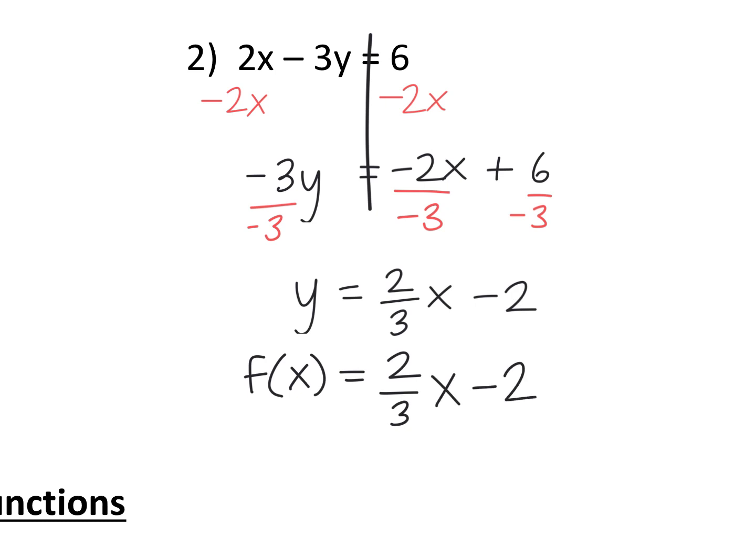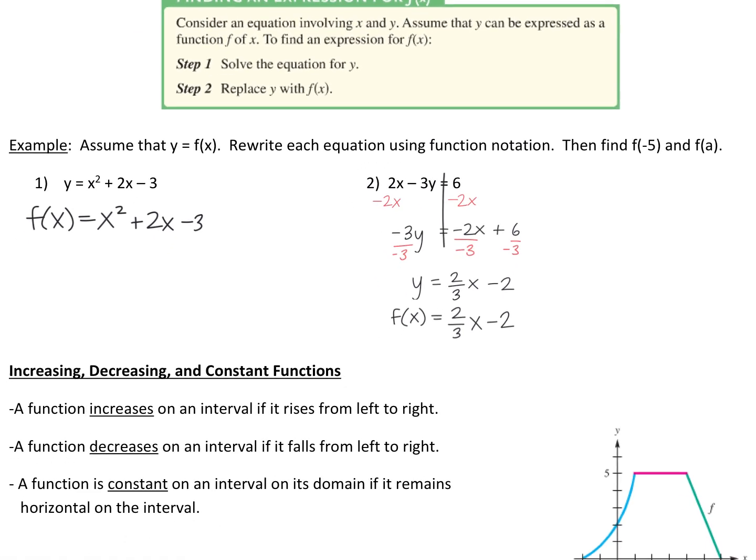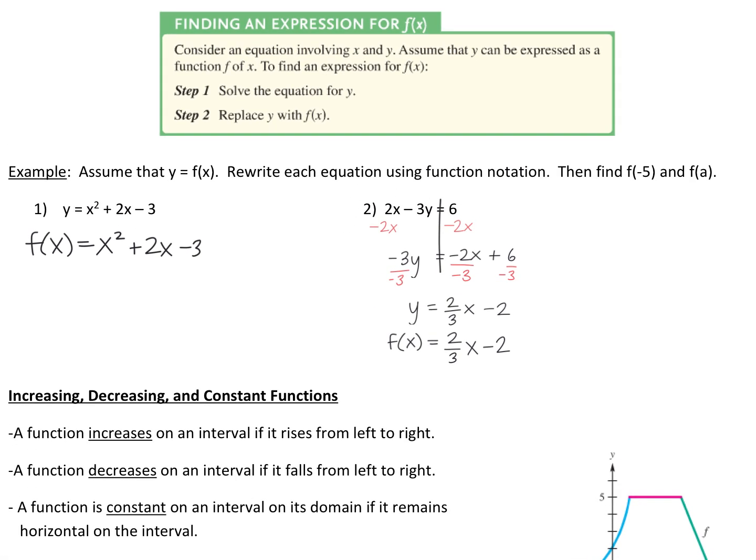Okay, so that's the first thing. Now it's in function notation, but you had to rearrange it first. So get it solved for y, and then you can swap out y for f of x. Okay, the other part of this problem is find f of negative 5 and f of a. So I think we'll bop back to number 1 and do that there first, and then we'll finish up on number 2. So looking at number 1, let's find f of negative 5.